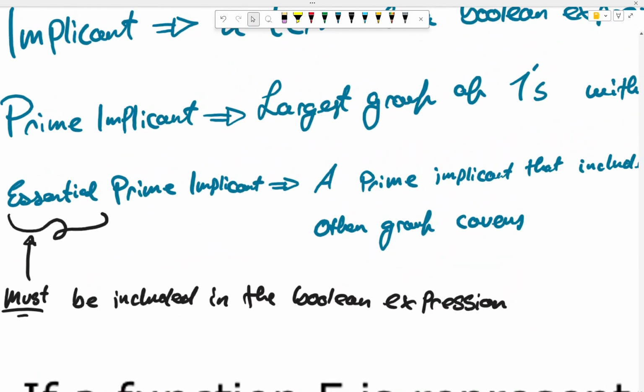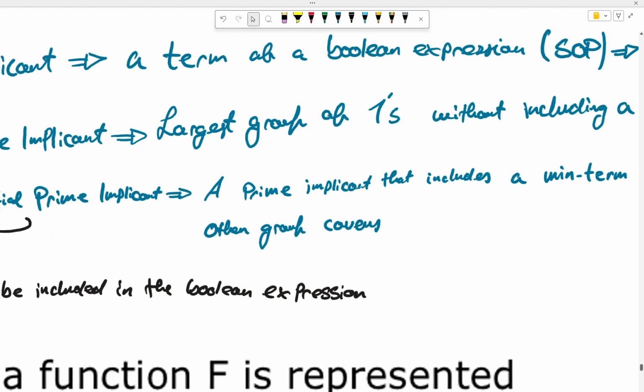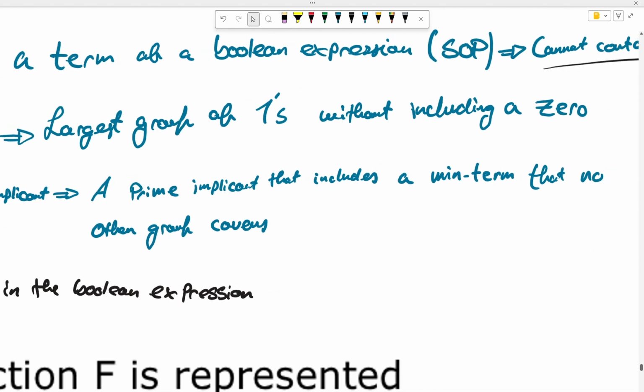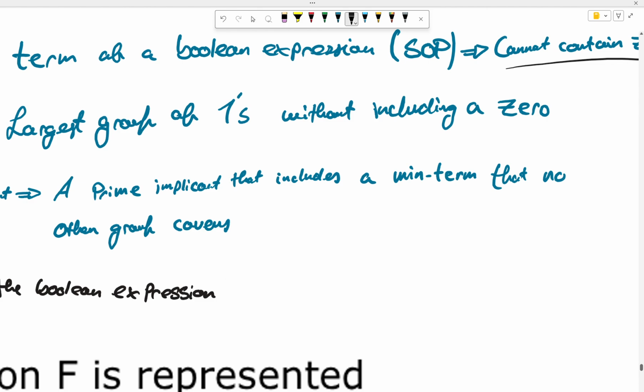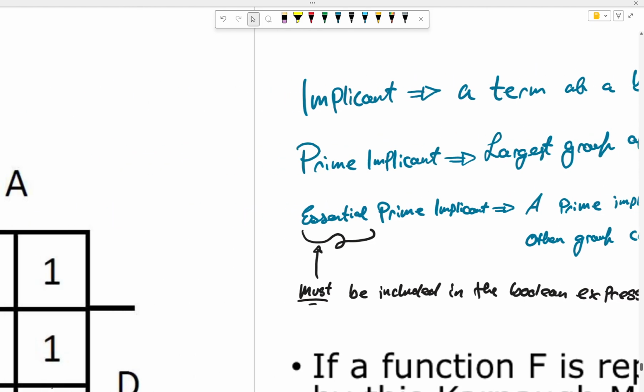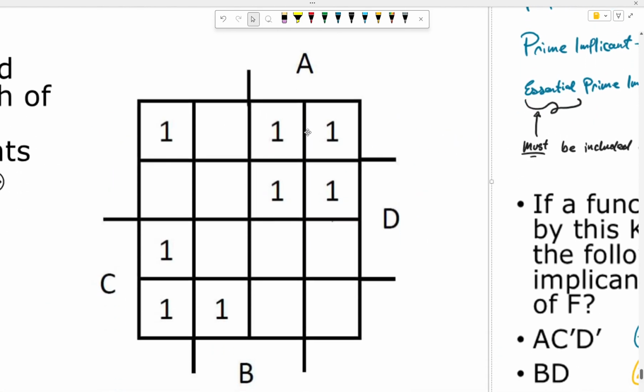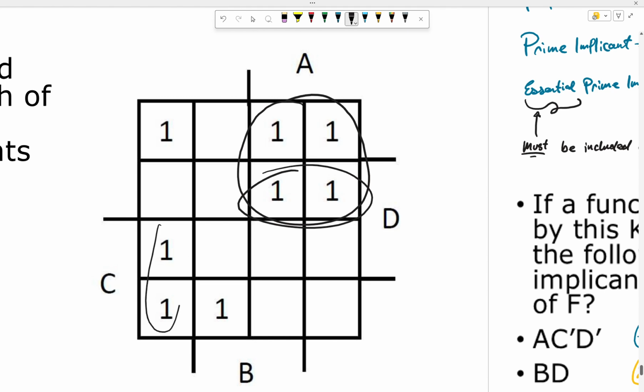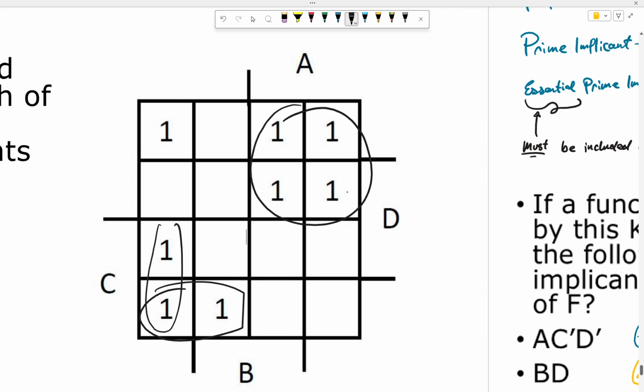Now, the last definition that you need to know is an essential prime implicant. This is a prime implicant that includes a minterm that no other group of ones covers. So no other prime implicant contains this digit. Say, for example, you have this group here, and no other prime implicant contains these. There might be a group here, there might be a group here, but since no other group contains these ones here, that makes this group of 4 an essential prime implicant.